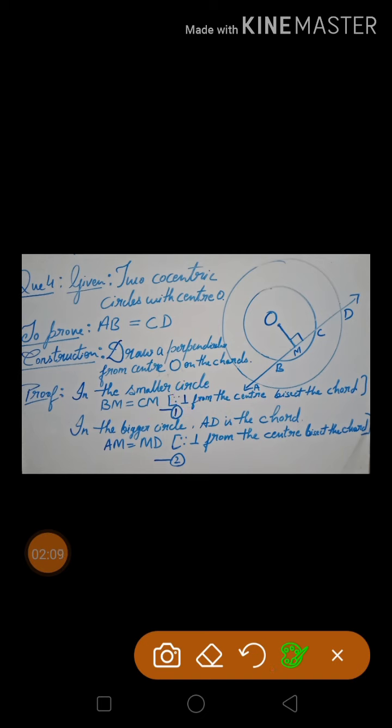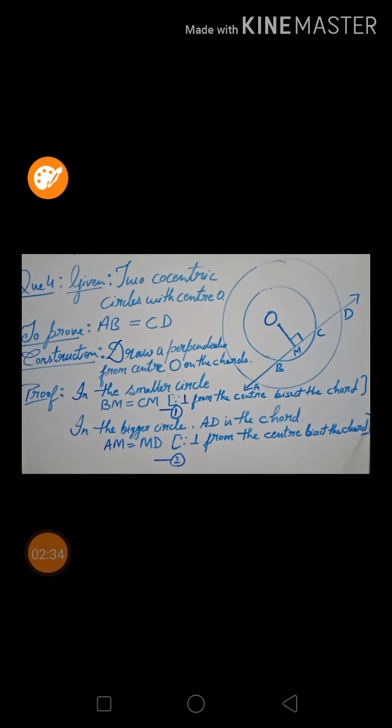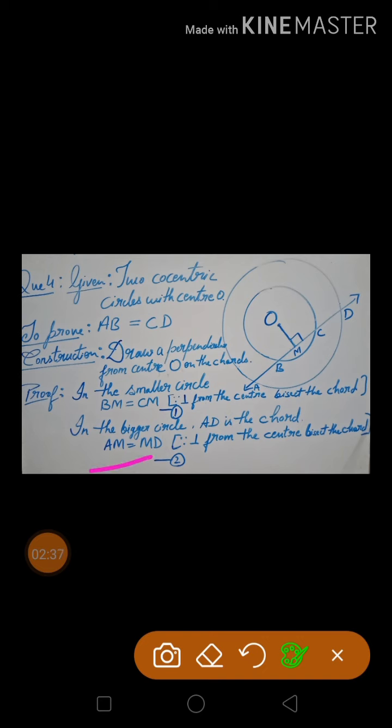Now in the same way take the bigger circle. In the bigger circle AD is the chord of the bigger circle. Same here, this perpendicular is drawn on AD and bisecting AD into two equal parts as AM and MD. So AM is equal to MD. Same reason, perpendicular from the center bisects the chord. This is equation number 2, and equation number 1 is when we wrote BM equal to CM.